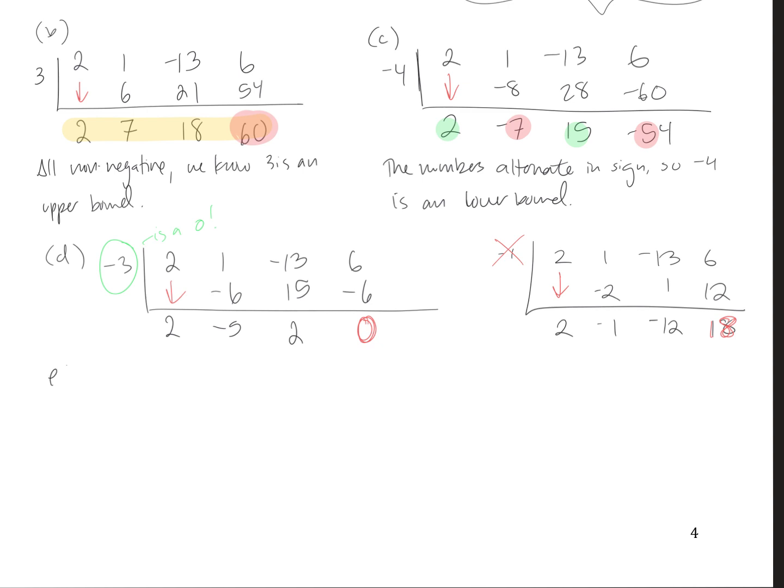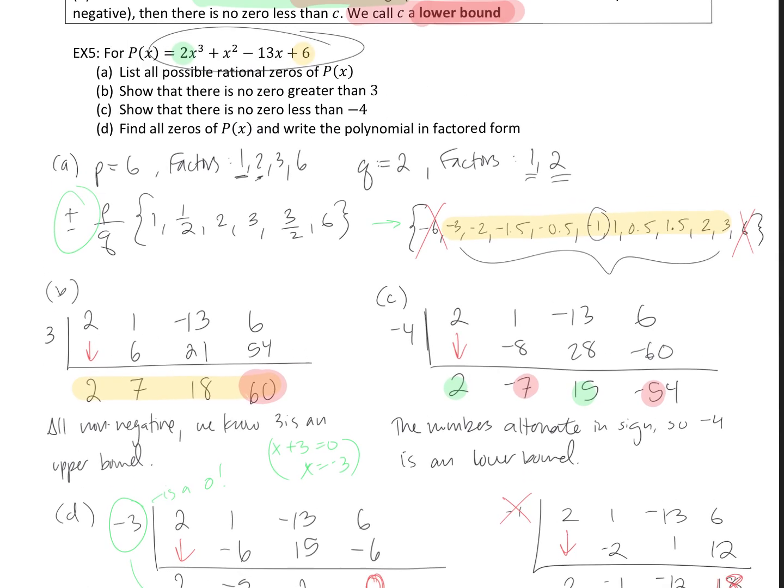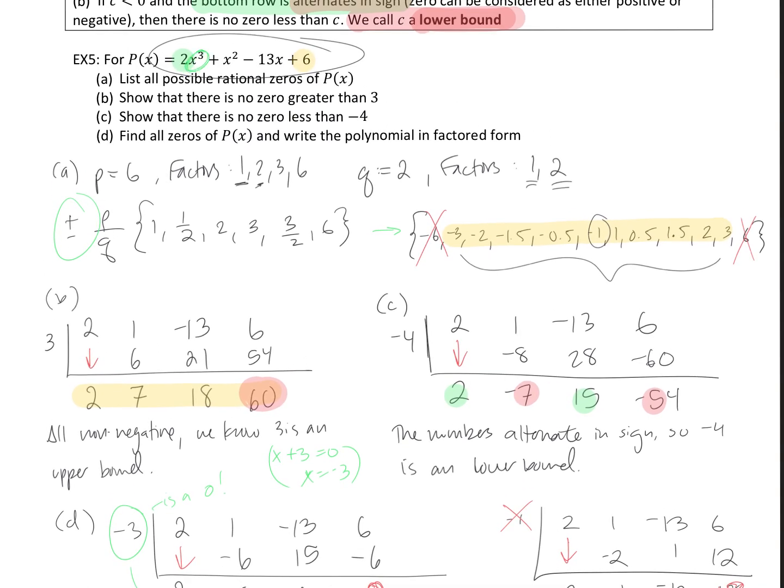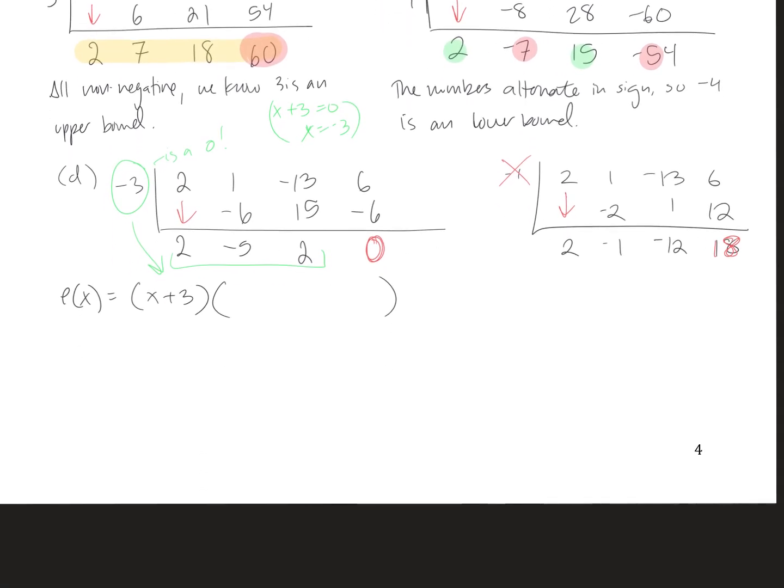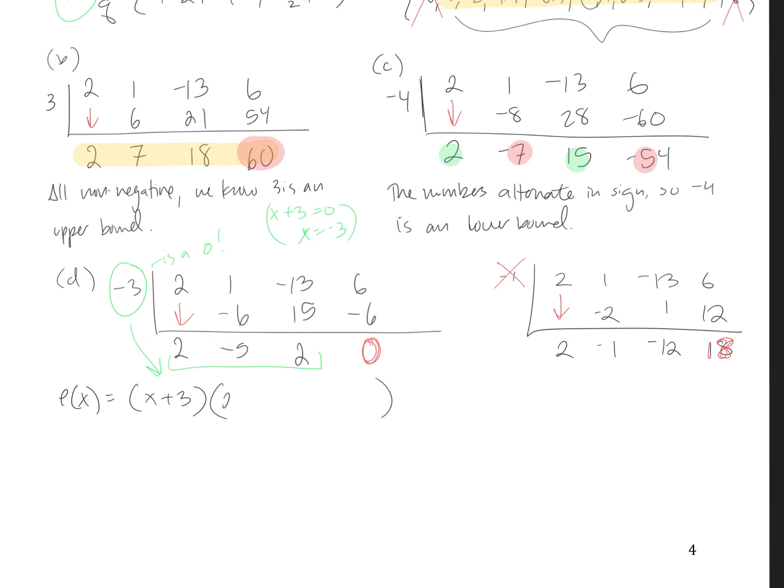So I know my function, p of x, is going to factor into x plus 3. Again, remember, we take the opposite to get that, from when we're solving a 0 to get that negative 3, just as a reminder. And then it's going to factor into these, starting at x squared, because again, it's going to be the lower degree. So we'll have 2x squared minus 5x plus 2.